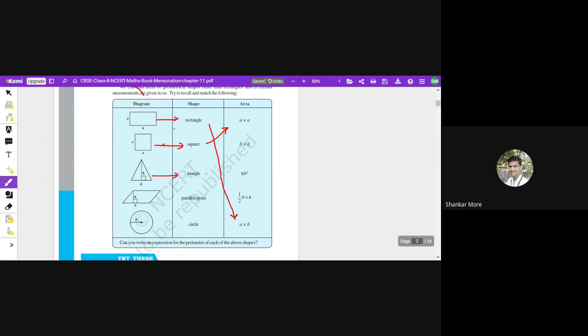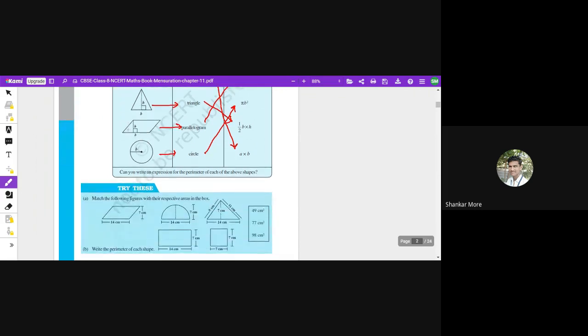Second one is a square। स्क्वायर का एरिया होगा A into A। This is a triangle। ट्रायंगल का एरिया क्या रहेगा? 1/2 बेस इंटू हाइट, राइट? पैरेललोग्राम का एरिया क्या रहेगा? पैरेललोग्राम का एरिया रहेगा बेस इंटू हाइट, एंड सर्कल का एरिया इज पाई into radius square. यहाँ पे b जो है वो radius है, right? So this is how we can pair them or we can match them.